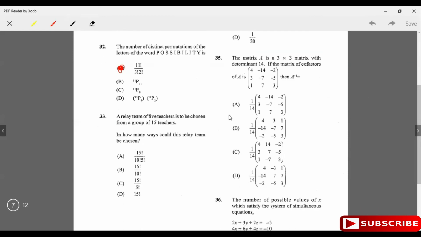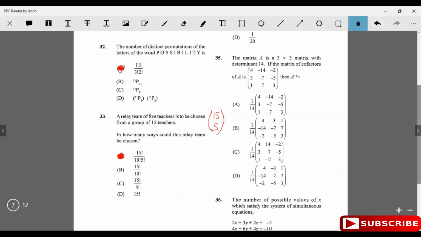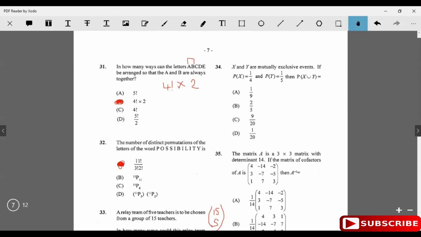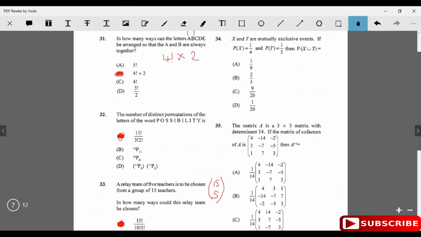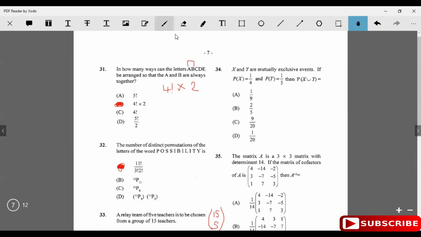Question 33. They couldn't have given another A, right? Another repeat? Yeah. You're choosing 5 from 15. It says a reading team of 5 teachers is chosen from a group of 15, so 15 factorial over 15 minus 5 factorial times r factorial. So yeah, because we're just choosing 5 from 15 teachers. Easy. Combination. It couldn't be any easier.